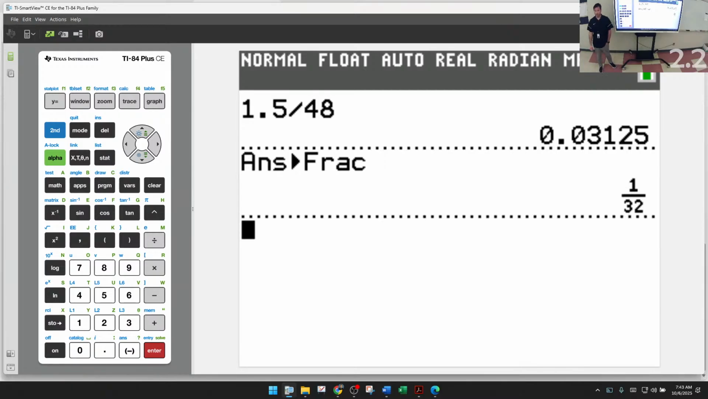So it's 1 over 32. Okay, and it's going to be a nice number.